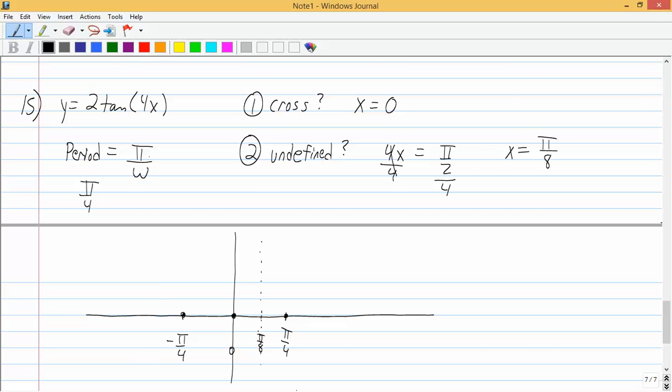Then using the period, you can find other places, or just find the midpoint between other points where you know you cross. But if I wanted one over here, you'd have to say pi over 8 plus pi over 4. That would be 3 pi over 8. Alright, same here. If I have negative pi over 8 and I subtract pi over 4, that's going to give me negative 3 pi over 8.